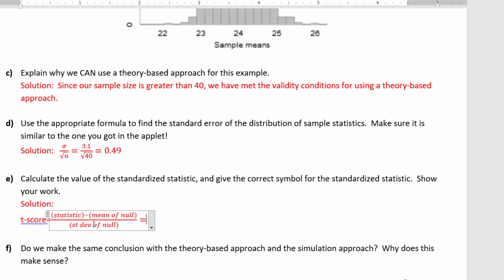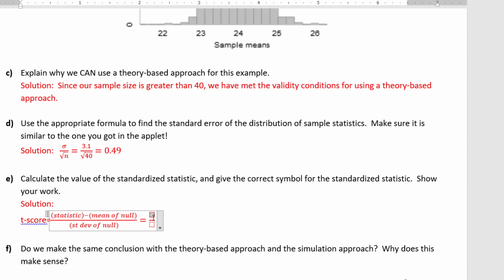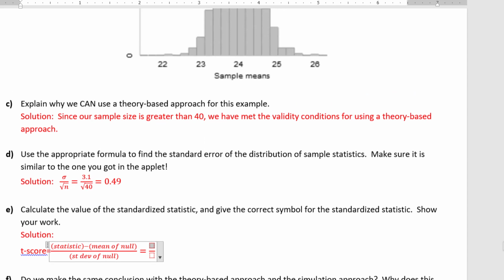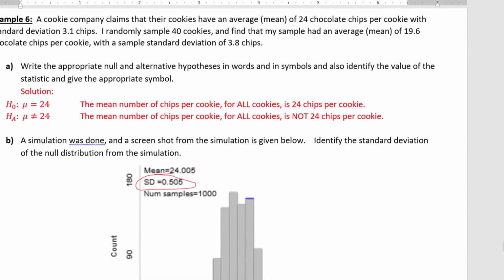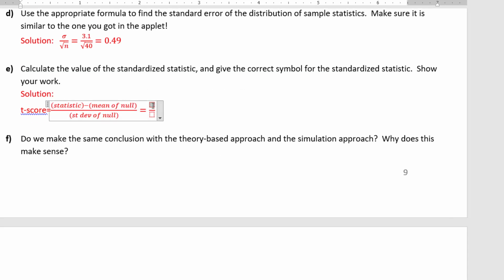There's our formula for t-score. We're going to take our observed statistic, subtract the middle of the null distribution, the mean of the null, and divide by the standard deviation of the null distribution. So for our problem here, our observed statistic was our x bar, our sample mean that we actually observed from our sample. When we sampled 40 cookies, it looks like we got a mean of 19.6 chips per cookie. So our statistic is 19.6.